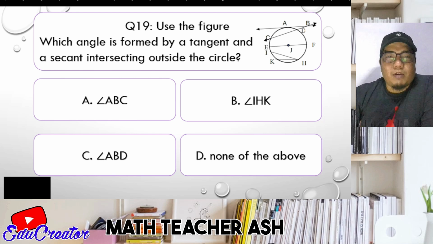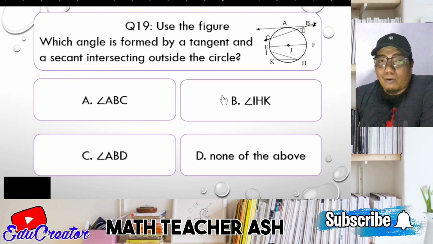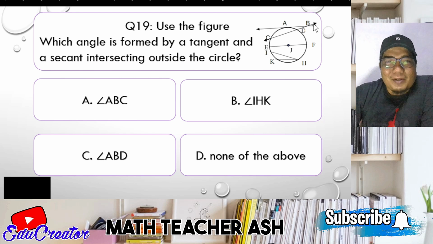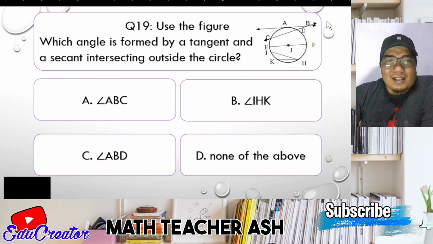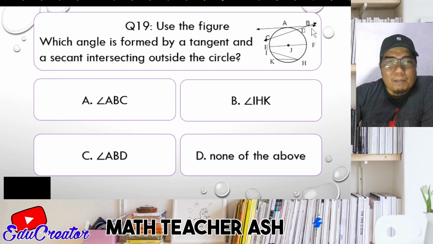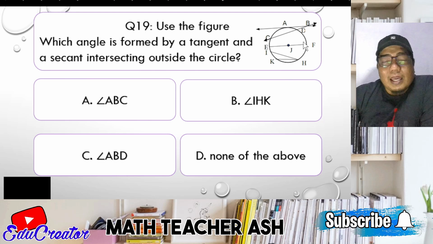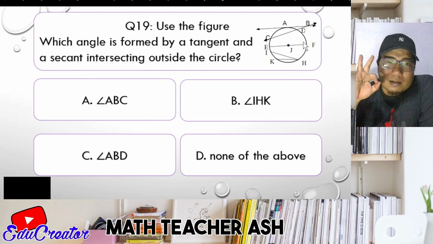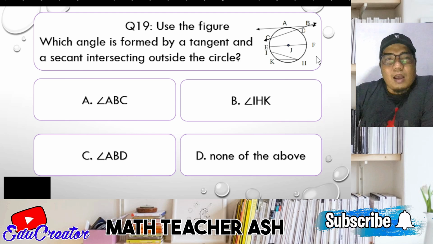Okay, math learners, paano nga ba sagutin ito? Titingnan lang natin kung ano yung na-form. Okay, so this is our tangent line. This is our secant line. So, anong na-form na angle? So, A, B, D, C. But, apat na yon, pero tatlo lang dito. Okay, but, in naming angles, tatlo lang ang kukunin natin. Okay, so, how do we get it?